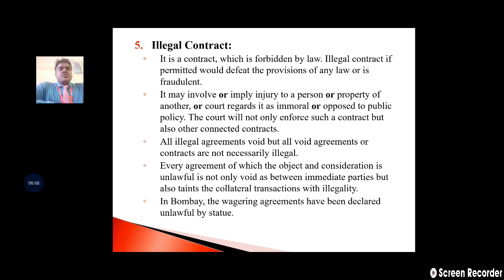All illegal agreements are void, but all void agreements or contracts are not necessarily illegal. Every agreement of which the object and consideration is unlawful is not only void between the immediate parties but also taints the collateral transaction with illegality. In Bombay, wagering agreements have been declared unlawful by statute.